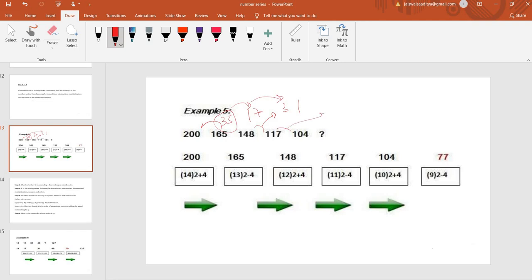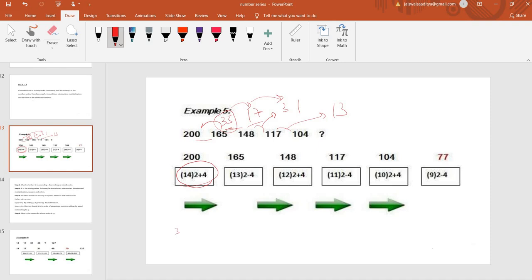Again, if we subtract, 117 minus 104, we will get 13. So what do we have to do? We have to find some trick or some kind of formula which can satisfy all these equations. How will we find it? That's the point. You have to try something, put something in and find it.